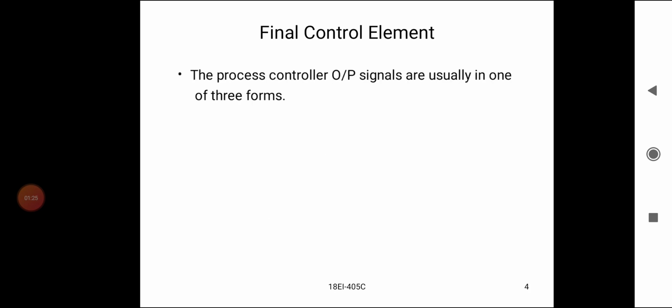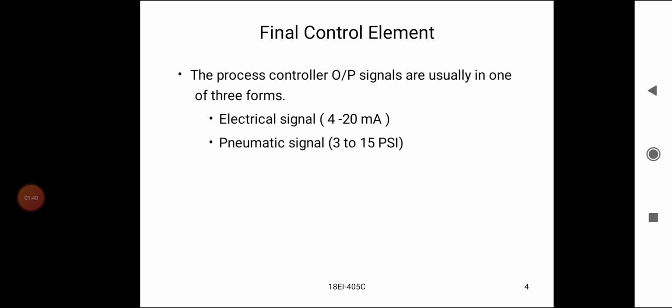The process control output signals are usually in one of three forms: electrical signals, 4 to 20 milliamps; pneumatic signal, 3 to 15 psi. PSI means pounds per square inch. A pneumatic signal means a dry air signal. The standard signal in the process industry is 3 to 15 psi, pounds per square inch.